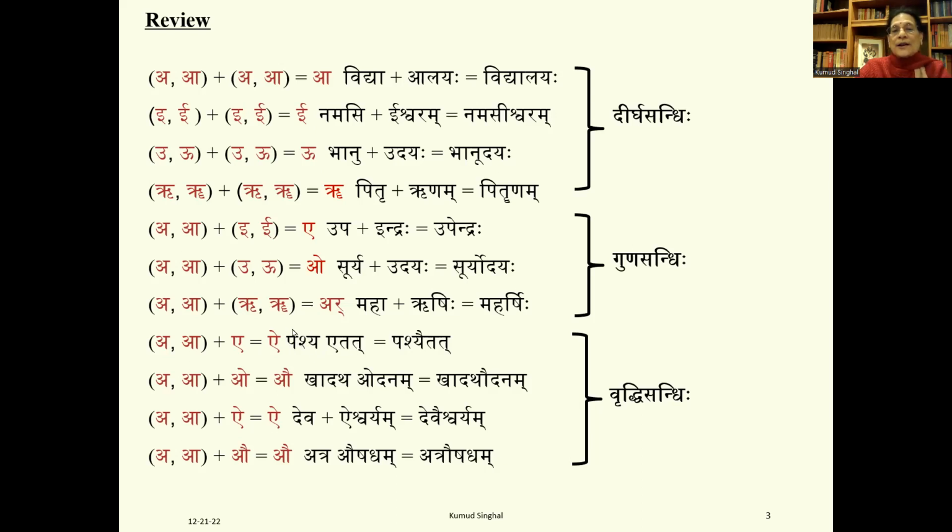Pashya is a lot lakara, like it is a command. Khadata odanam. Khadata means you all eat rice. So khadata odanam: a and o becomes au. Deva aishwaryam: a and ai becomes ai. Devaishwaryam. Here the aishwaryam is riches, wealth, the wealth of the Devas. Atra aushadam. Aushadam means medicine. A and au becomes au. Atra aushadam.